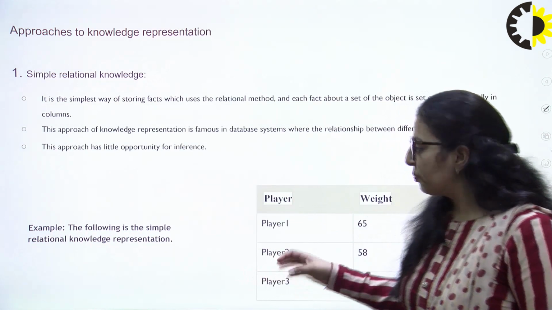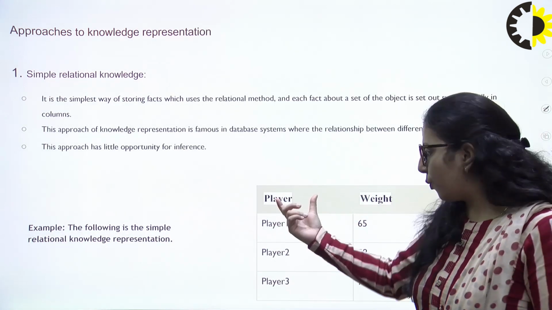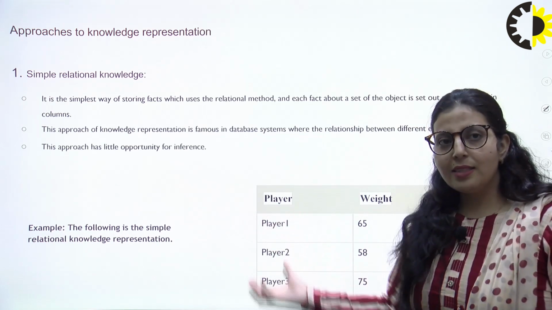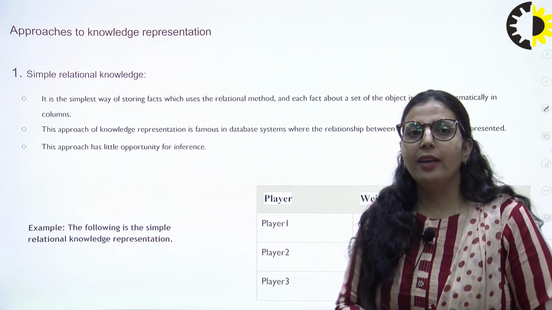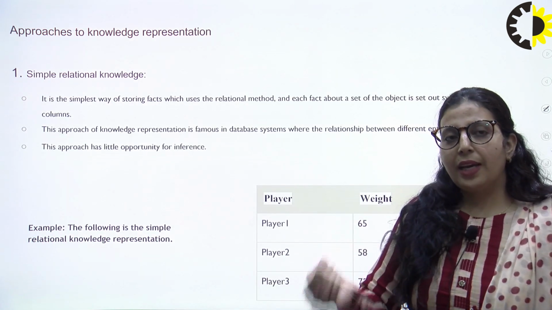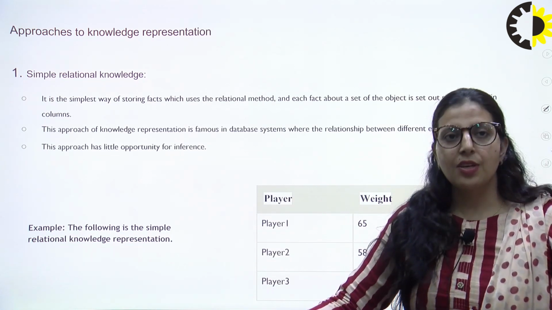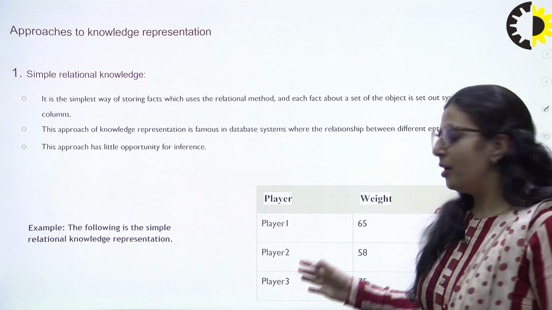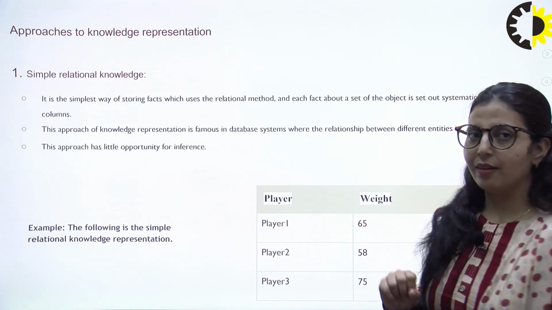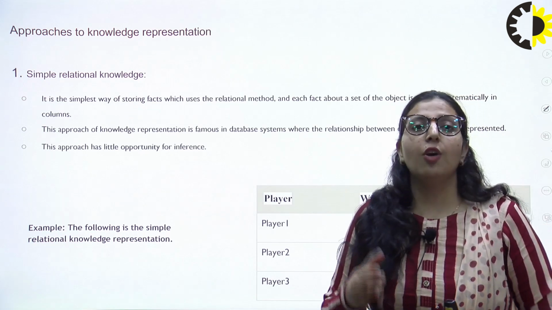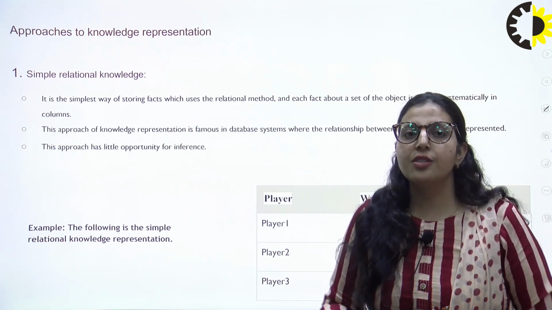Here we can see the information. It contains information about three players, player 1, player 2, player 3. These are the objects. Then there are two entities, weight and height. That tells us player 1 has this much weight, player 2 has this much weight, player 2 has this much height. So here you can see that the relation between the object and the entity is clearly seen, and it is easy for the artificial object to understand the condition and take actions accordingly.